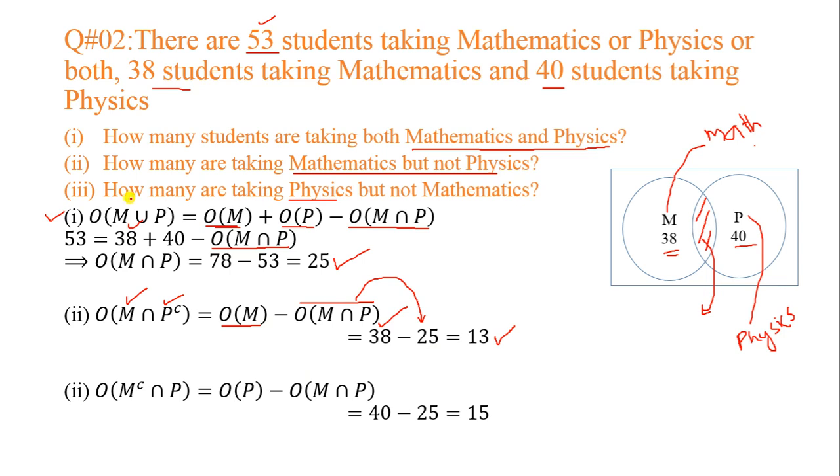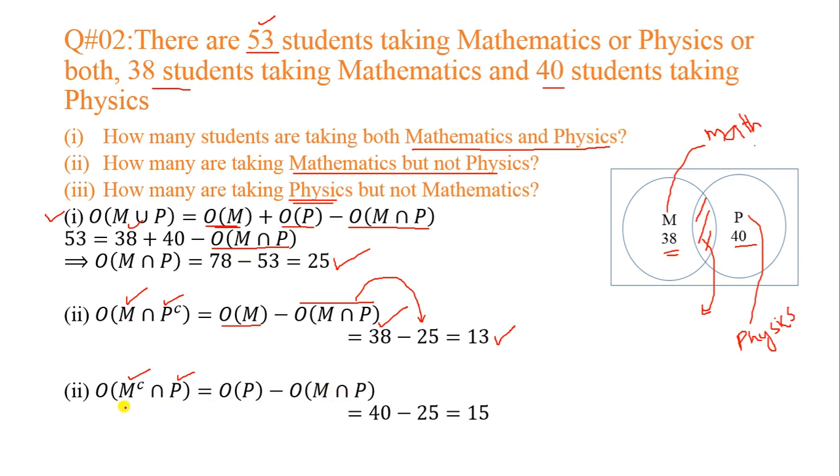And in the next part, we are asked how many students are taking physics but not mathematics. So simply we want to find how many elements are there in the intersection of M complement and P. Again, the principle will be used here: the number of elements in the intersection of the complement of M and P is equal to the number of elements in P minus the number of elements in the intersection of M and P.